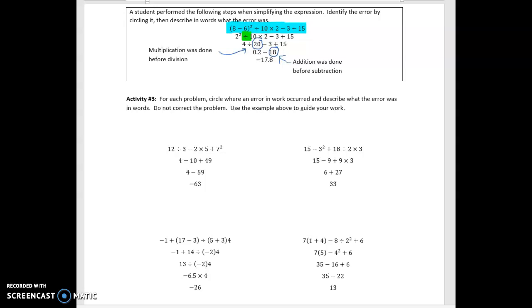Right? But then we check, they brought down the 3 and they brought down the 15. So then we move to the next line. 4 divided by 20 is 0.2. This is correct, even though the 20 is incorrect, but we're just looking from line to line. And then we have subtraction, and it looks like again they ignored the subtraction sign, and so they added before subtraction.